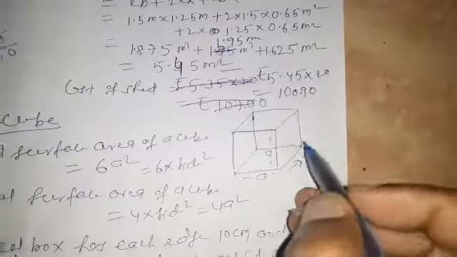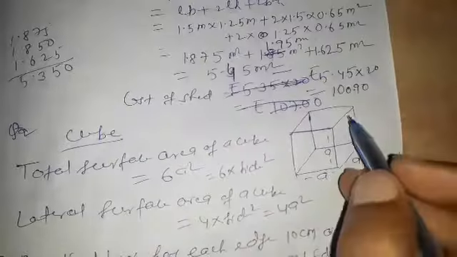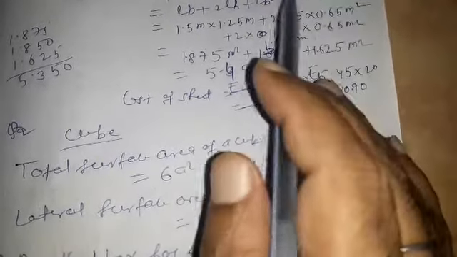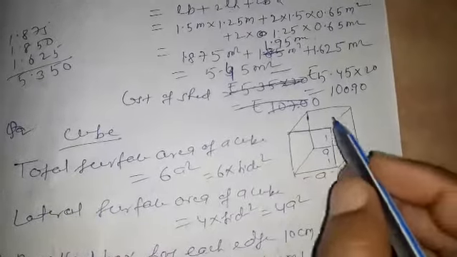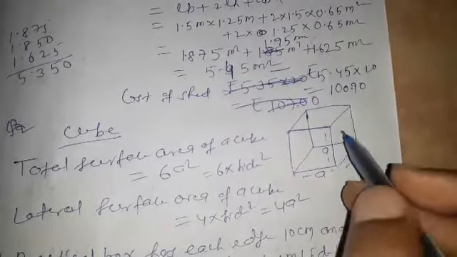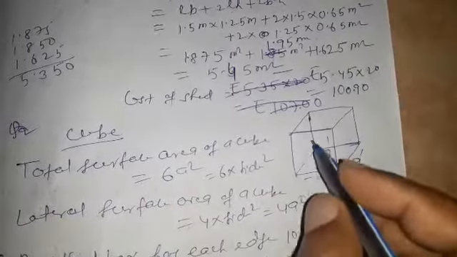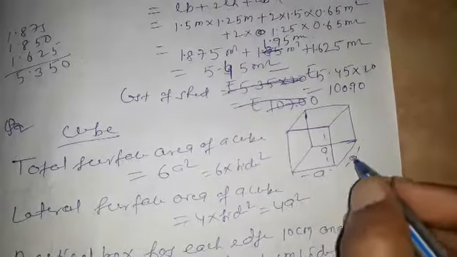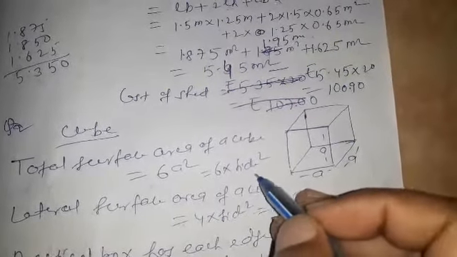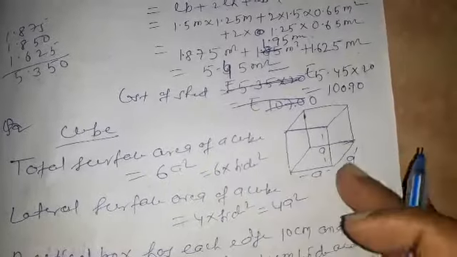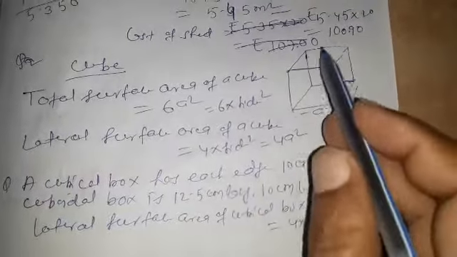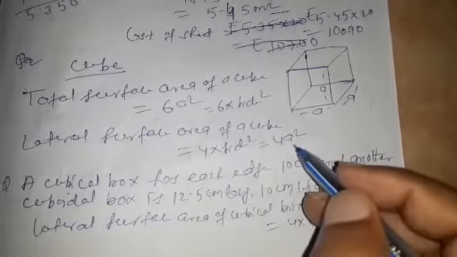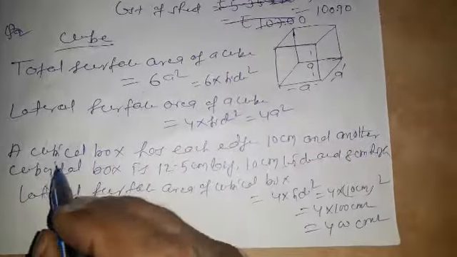Now cube. In case of a cube, all faces are square and identical. In a cuboid only opposite faces are identical, but in a cube all faces are equal. So total surface area of cube is equal to 6 into side square, 6a square, if each side of the cube is taken as a. Lateral surface area is bounded by 4 square surfaces, so 4 into side square, 4a square. Now one question is based on it.